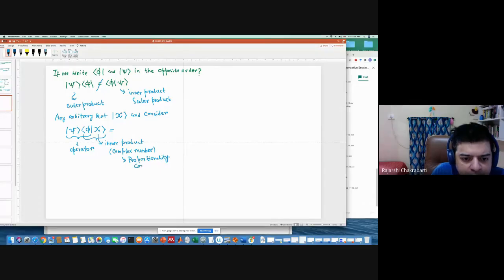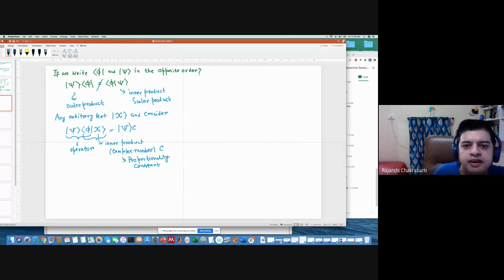Because this is a complex number, I call it C. Then what I have here is psi times C. Now you can put the C here or outside, anywhere. Let me put it here. So it tells you that when this operator operates on some arbitrary ket, it gives you a fraction of something, psi. So essentially this outer product is kind of an operator.